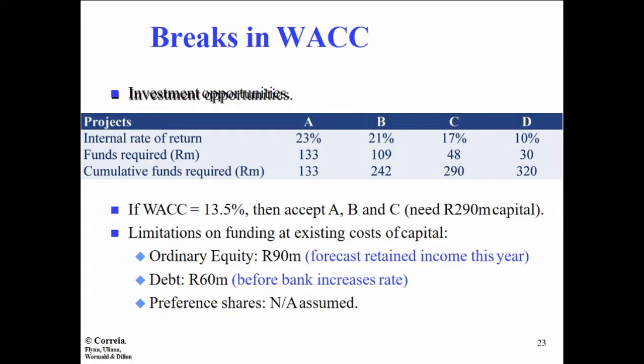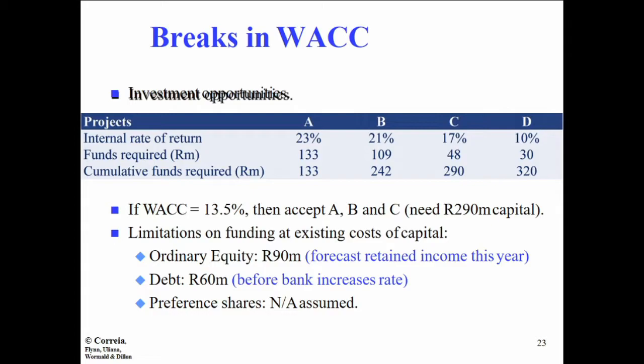However, the question we need to ask ourselves is what is the total rand amount of projects we can finance before the cost of capital will increase? The question tells us that for this company, the bank has indicated that it will increase the interest rate to 12.8% if the incremental borrowing for the year increases above 60 million. The question also says that there are no limits on the issue of preference shares.